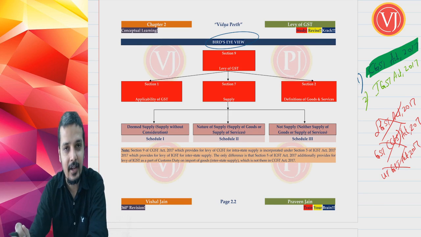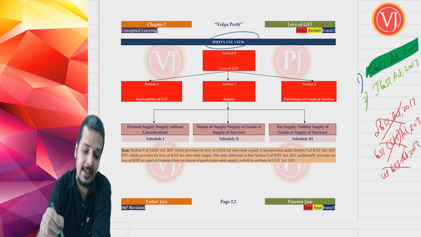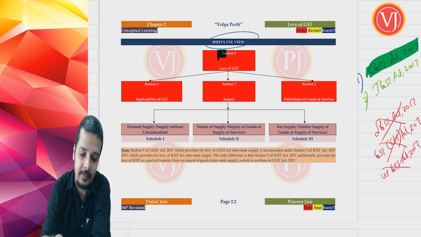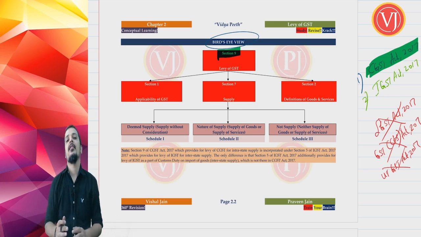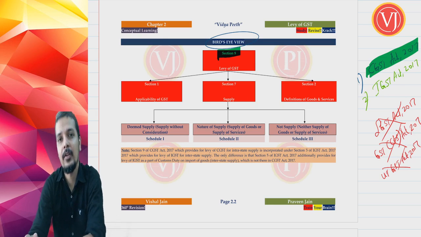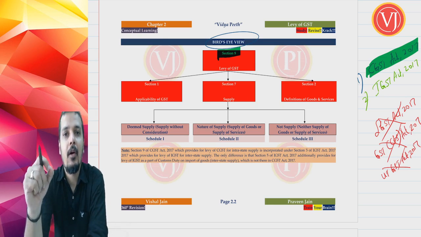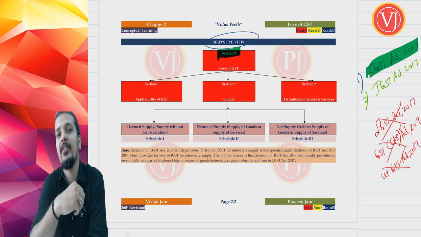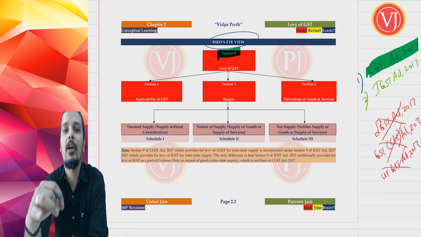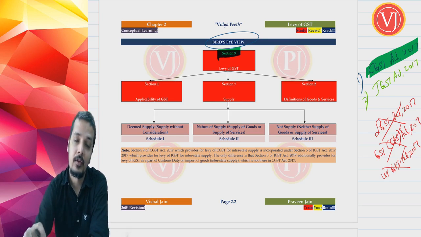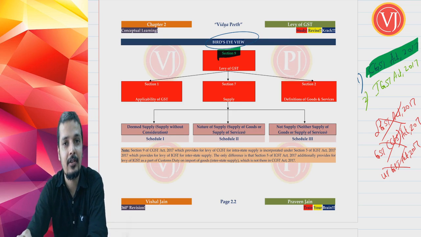Now, the charging section of the CGST Act is section 9. So when you talk about the charging section, that happens to be section 9. That is the charging section. Now what is a charging section? Friends, you have to understand that the charging section is the base section of any tax law. So whenever you have a tax law, for levying that tax, you require a charging section. And without the charging section, tax levy itself is not possible. Forget about collection. We'll be discussing the difference between levy and collection also.